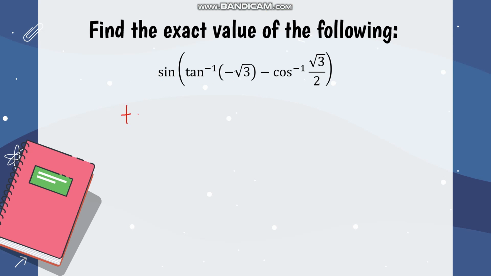So let's write here the tangent inverse of negative square root of 3. Again, you can use the trigonometric points, or since these are just the special angles, we can easily identify their values using our calculator. So you input tangent inverse of negative square root of 3, and you will get negative 60 degrees.